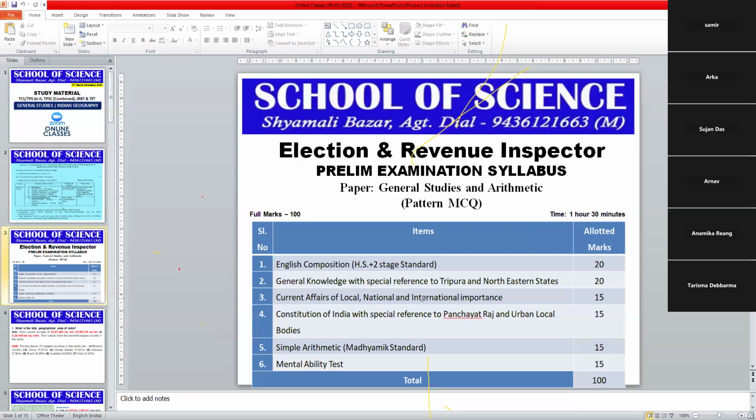So which 2 northeastern states does the Tropic of Cancer pass through? The 2 northeastern states through which the Tropic of Cancer passes: one is Tripura, the other one is Mizoram. Such type of questions. Current affairs of local, national, and international importance, 15 marks. Constitution of India with special reference to Panchayati Raj and urban local bodies, 15 marks. Simple arithmetic is 15 marks, and mental ability test is 15 marks.